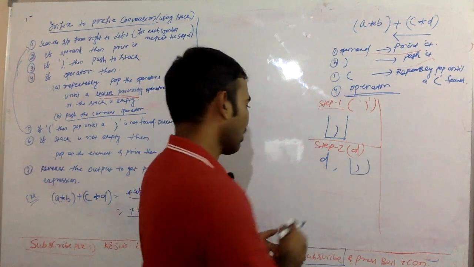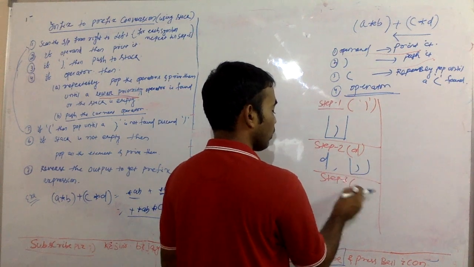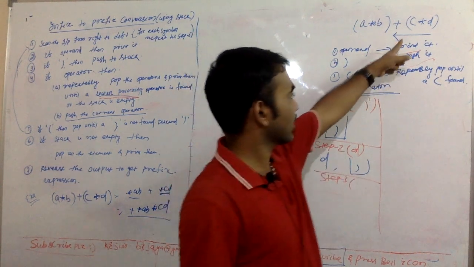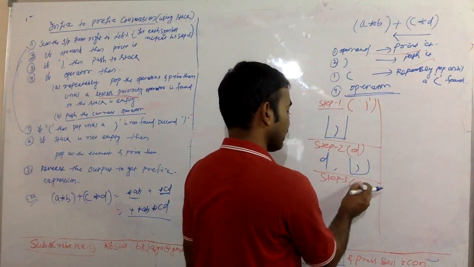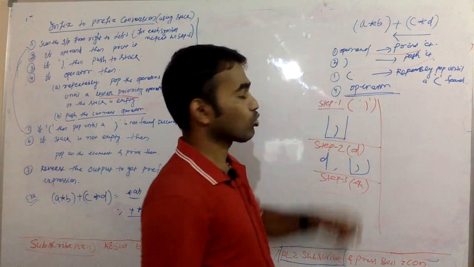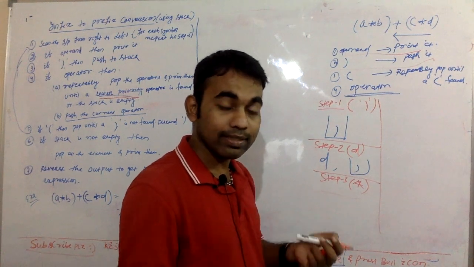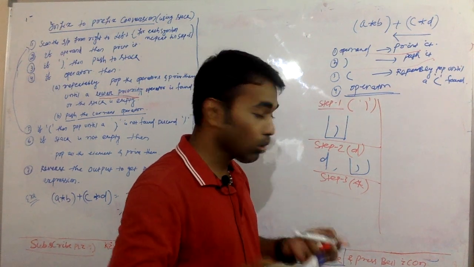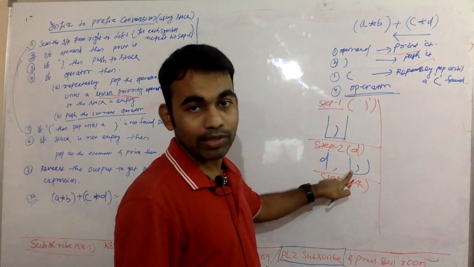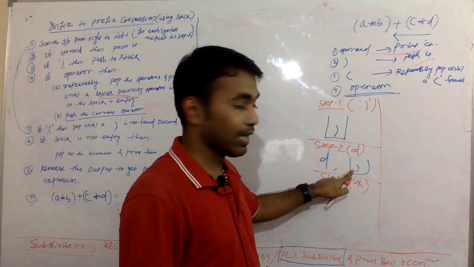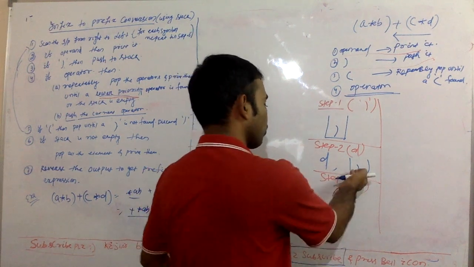Okay. So now I will go to step three. What is the symbol I am going to encounter in step three? I am going to encounter star, right? Star is an operator, right? So what will it check? It will check if the stack contains any lower priority. Until a lower priority is found, it will keep on popping. But there is no operator, right? It is a bracket, sorry. So there is no comparison of lower priority operators. So that's why.